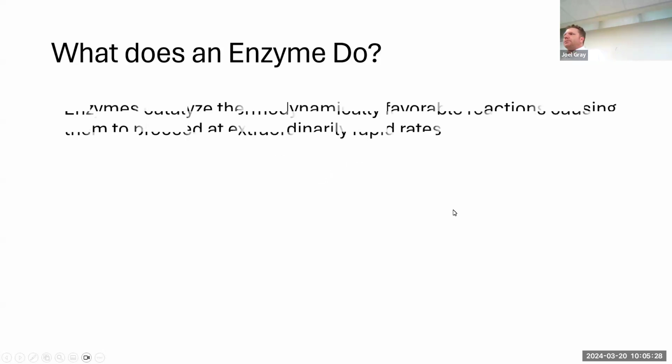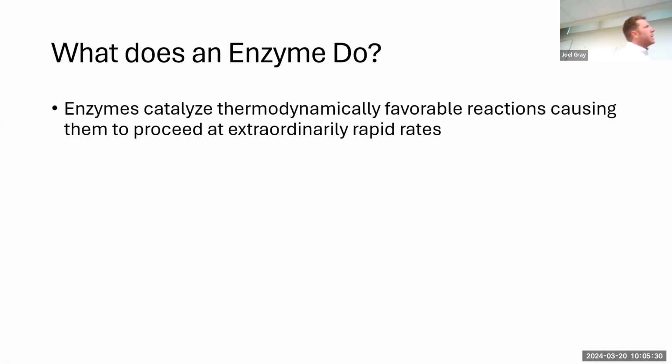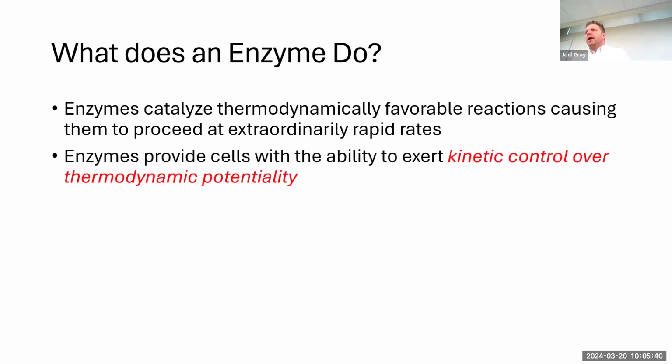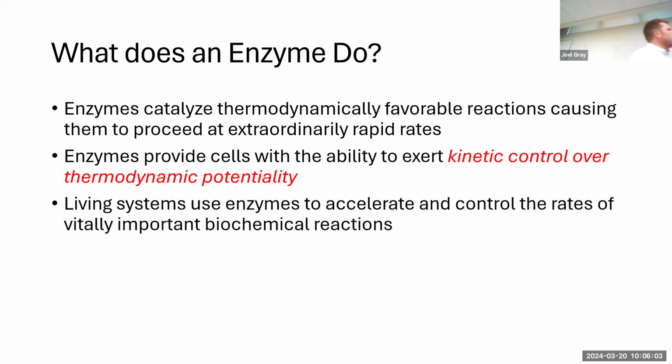What does an enzyme do? Enzymes catalyze thermodynamically favorable reactions, causing them to proceed at extraordinarily rapid rates. Now, the magnitude of this is something that I do want you to be thoughtful of. Enzymes provide cells with the ability to exert kinetic control over thermodynamics. Essentially, what that means is that an enzyme is a cell's way of basically turning a process on or turning it off, activating or deactivating something. Enzymes are the gas and the brake.